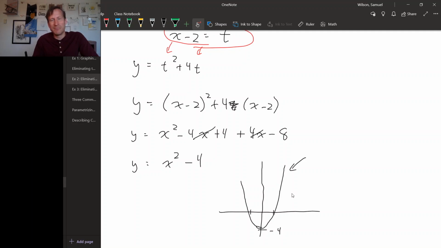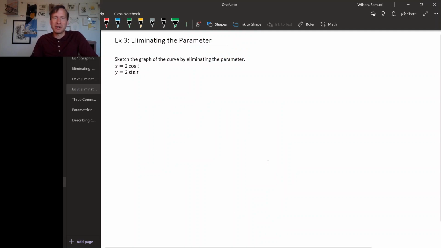Notice that by eliminating the parameter, this does give us a way to understand what path the parametric curve is tracing out. But since we eliminated the parameter, we don't actually know how the parametric curve traces this shape. Does it start up here and go down, or does it start over there and go to the right? We don't really know. If we needed to know how this was traced out, we'd have to go back to the original parametric equations and plug in some points. All right, let's look at another example of eliminating the parameter.